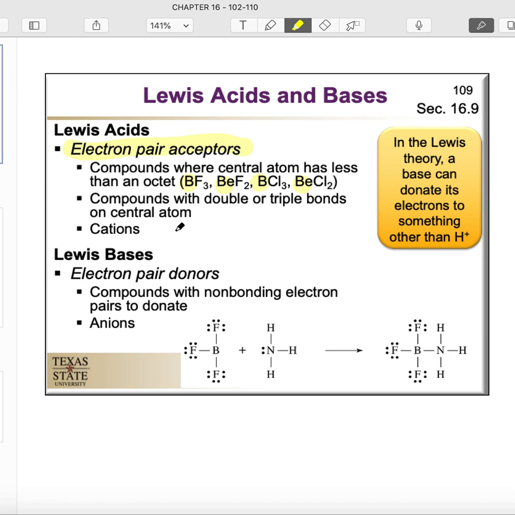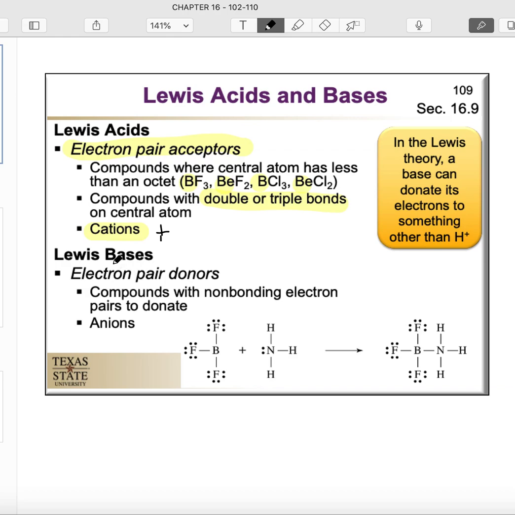Another set of compounds that act as Lewis acids are going to be compounds that have double or triple bonds on that central atom. Because basically they would be able to accept an electron pair and be able to bind to something else. And finally, cations. Cations are positively charged ions. Those would be happy to accept electrons, so thereby they make good Lewis acids, good electron pair acceptors.